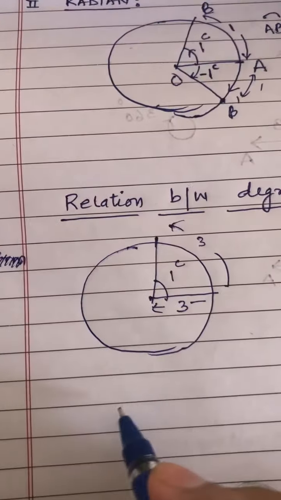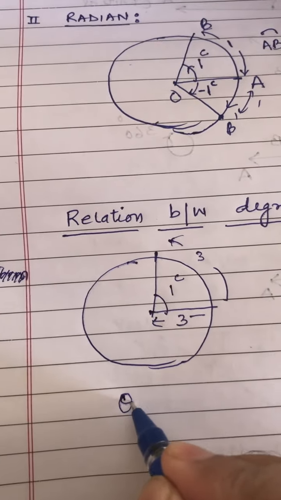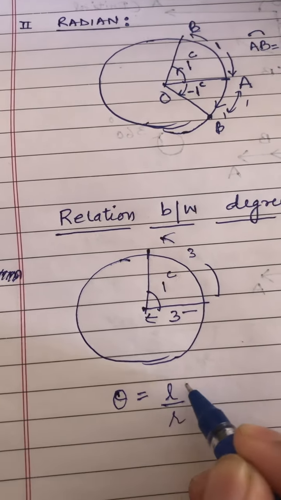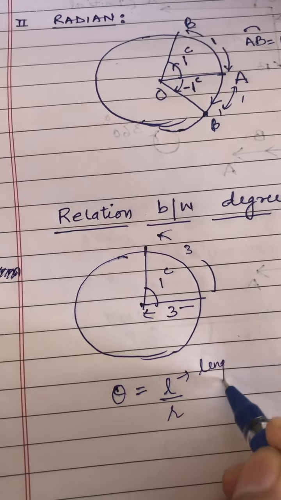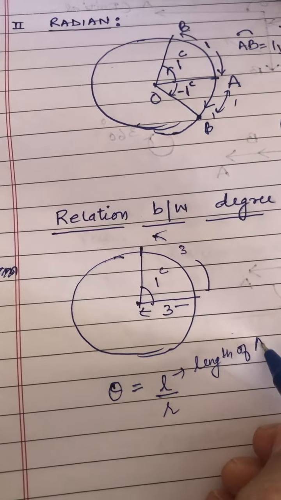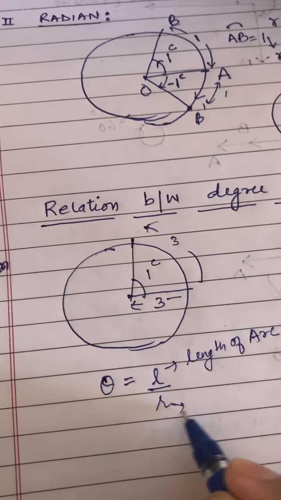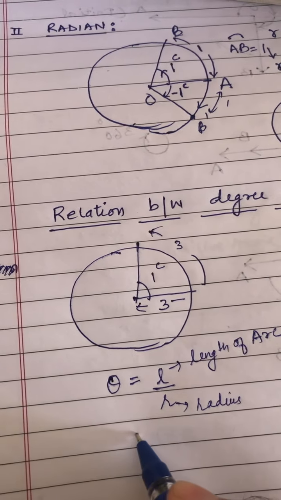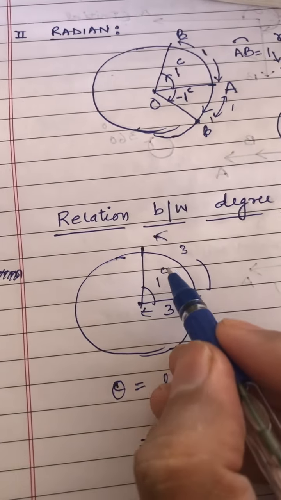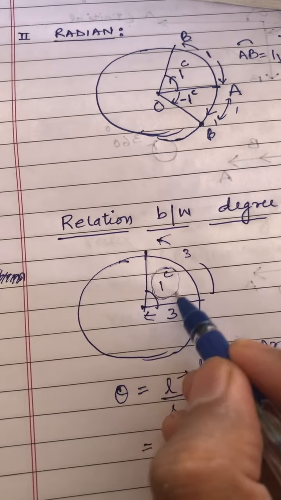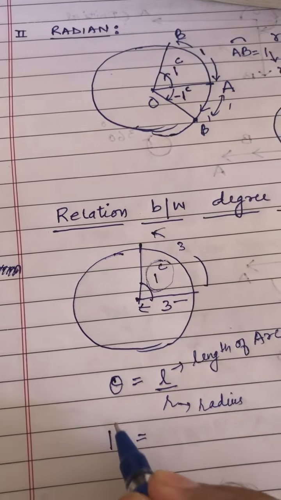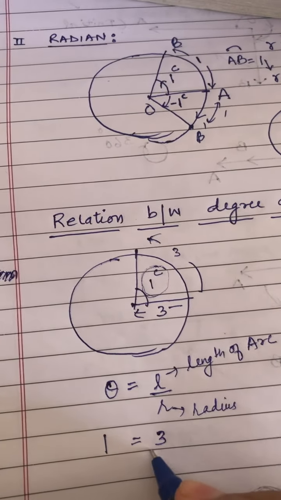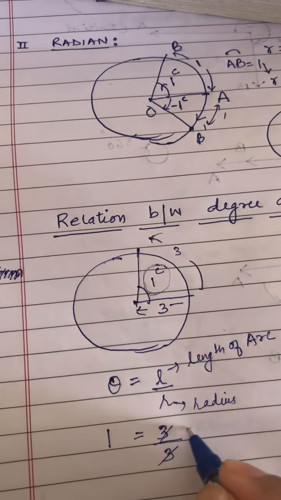The result is theta, that is the angle, is equal to L upon R, where L is the length of arc, and R, as we all know, is the radius. So if we substitute the values, what is the value of theta? The angle is 1 radian. So we can write 1. Length of arc is 3 unit, radius is also 3. So we are getting the result 1 equal to 1.